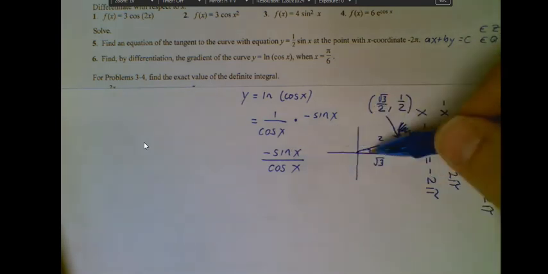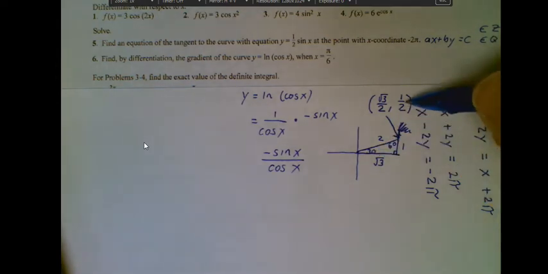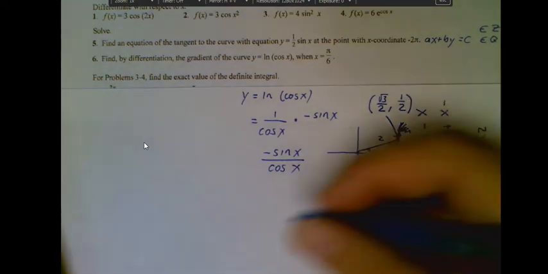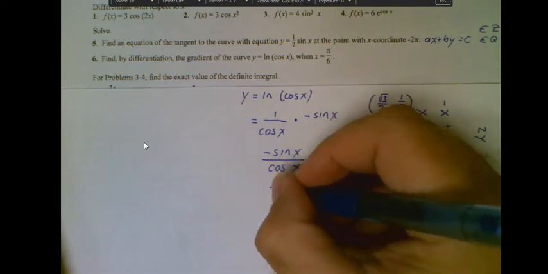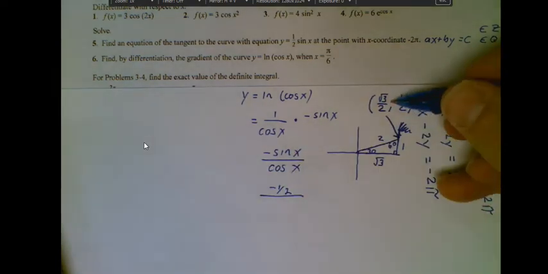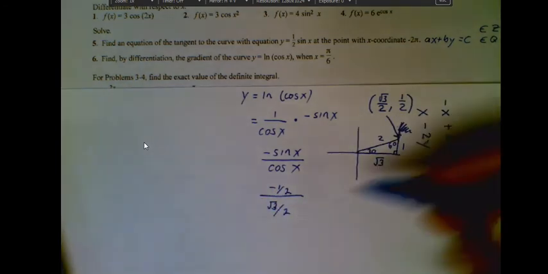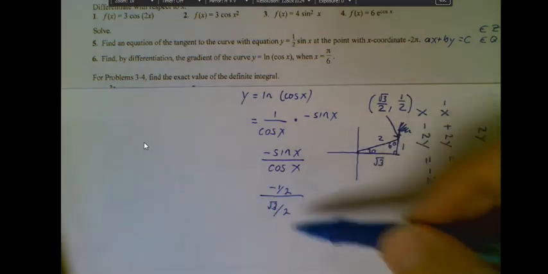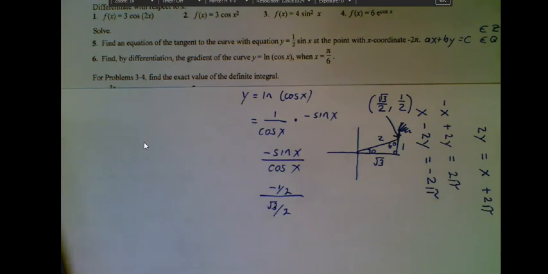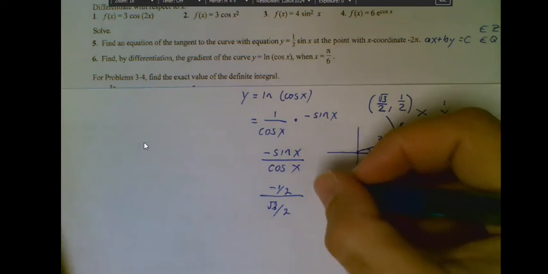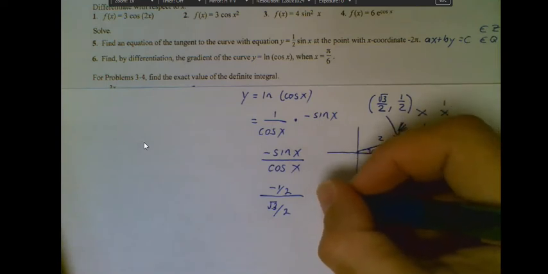So the negative sine of 30 degrees, or pi over 6, same thing. Sine is the y value, so that comes out to be 1/2. So I have negative 1/2 on top. The cosine is the x-coordinate, so I got the rad 3 over 2. If I multiply by the reciprocal of my fraction, so if I multiply the top times 2 over rad 3 and clean that up, I'm going to get negative 1 over rad 3.